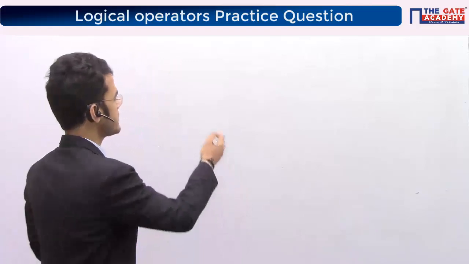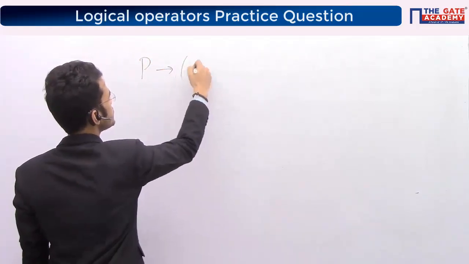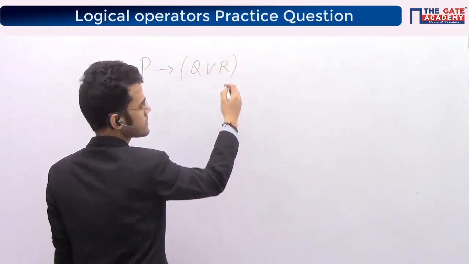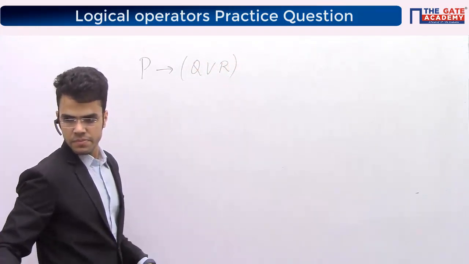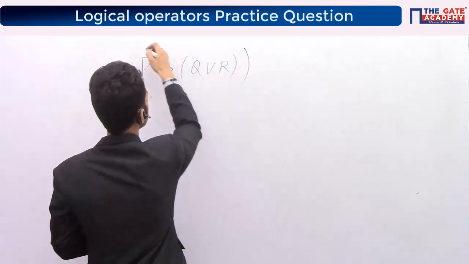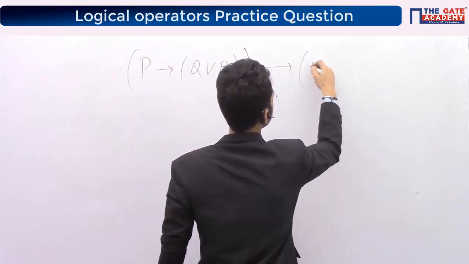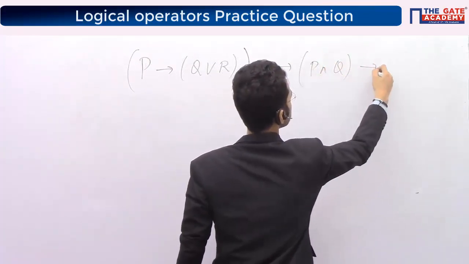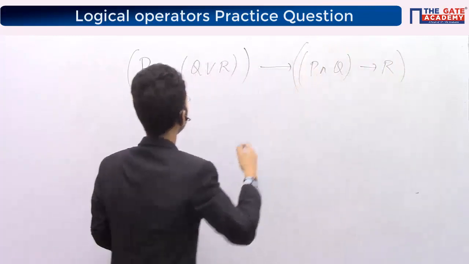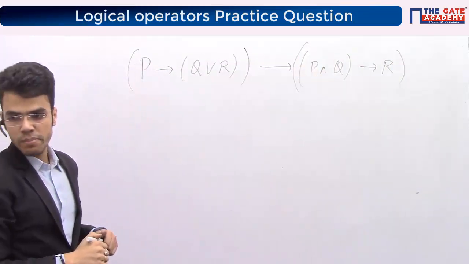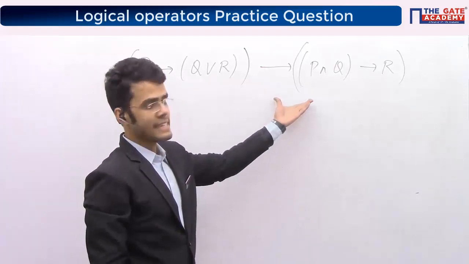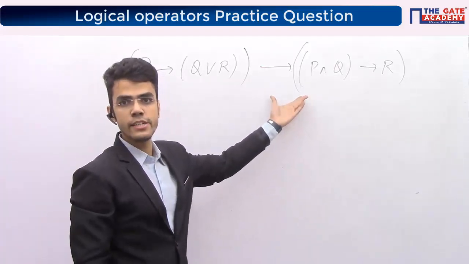So my expression is given to be P implies Q or R, implies P and Q implies R. Right? P implies Q or R implies P and Q implies R. Right, guys? So this is my expression. I need to check.